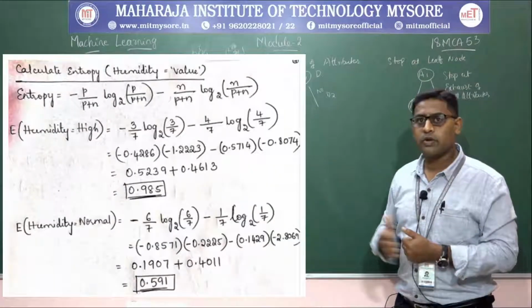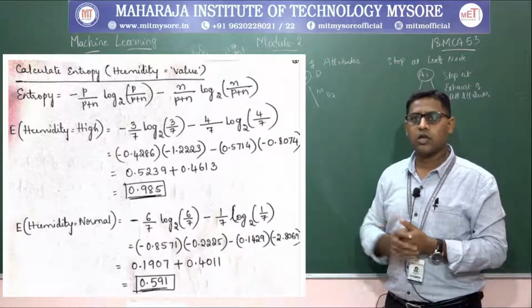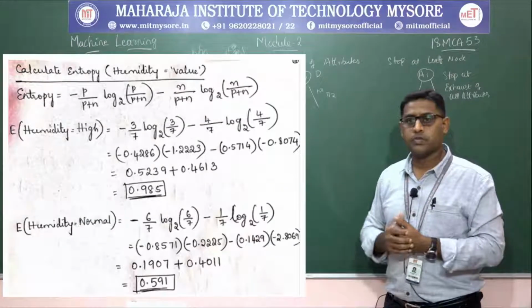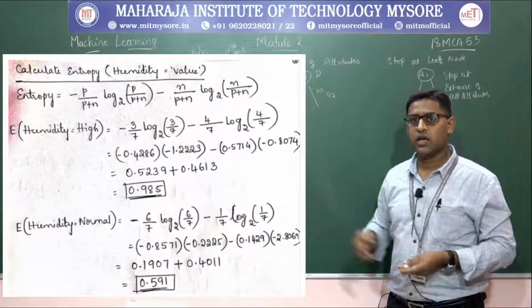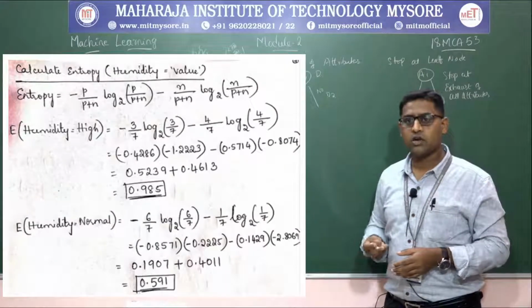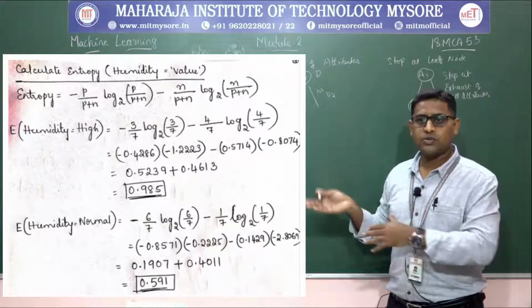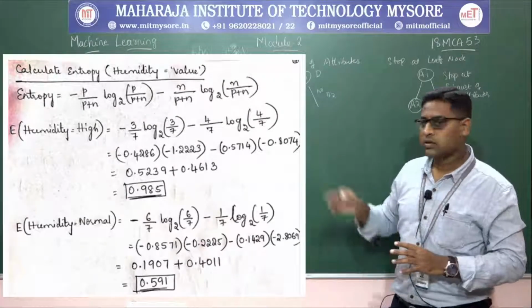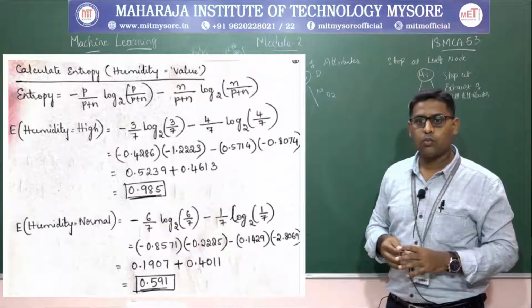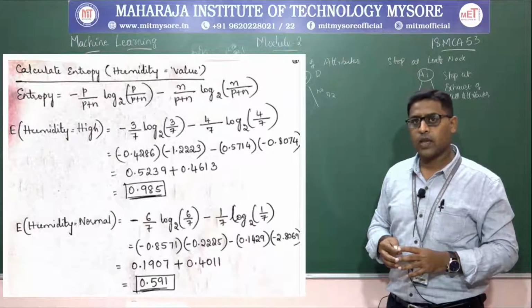Again apply the same entropy formula. For humidity high, you substitute those positive and negative values, and you will get 0.985. Similarly for normal, you substitute those values 6 and 1, and you will get the value 0.591.